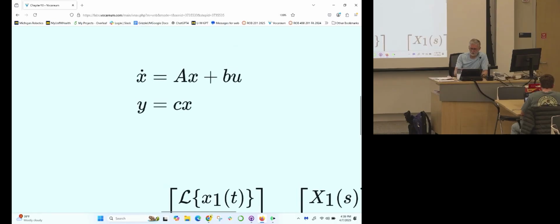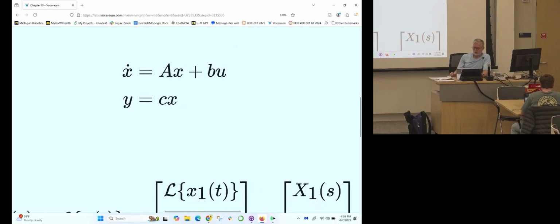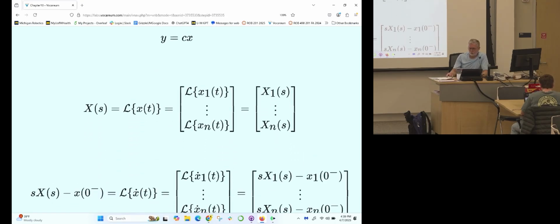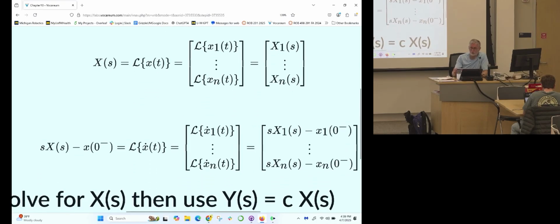So our differential equation, x dot equals Ax plus Bu, y equals Cx. We're going to take the Laplace transform of x of t, component by component, and we'll call those capital X1 dot dot dot capital Xn. And when they're all stacked up, that's just X of s. So we take the Laplace transform of a vector by just doing the Laplace transform of each component. So there's nothing magical there.